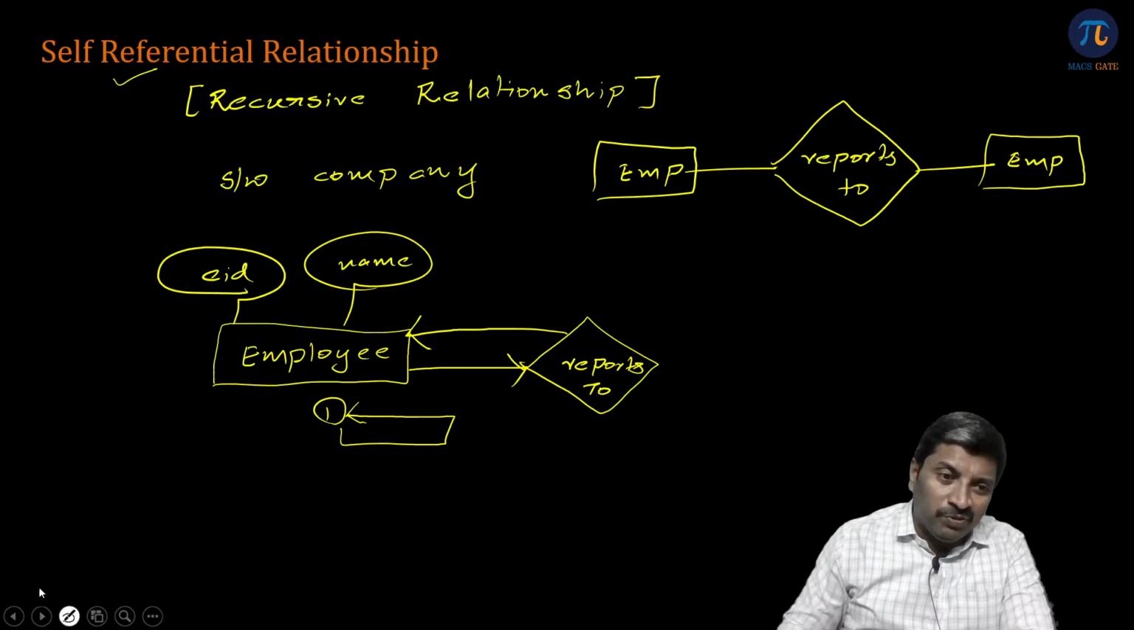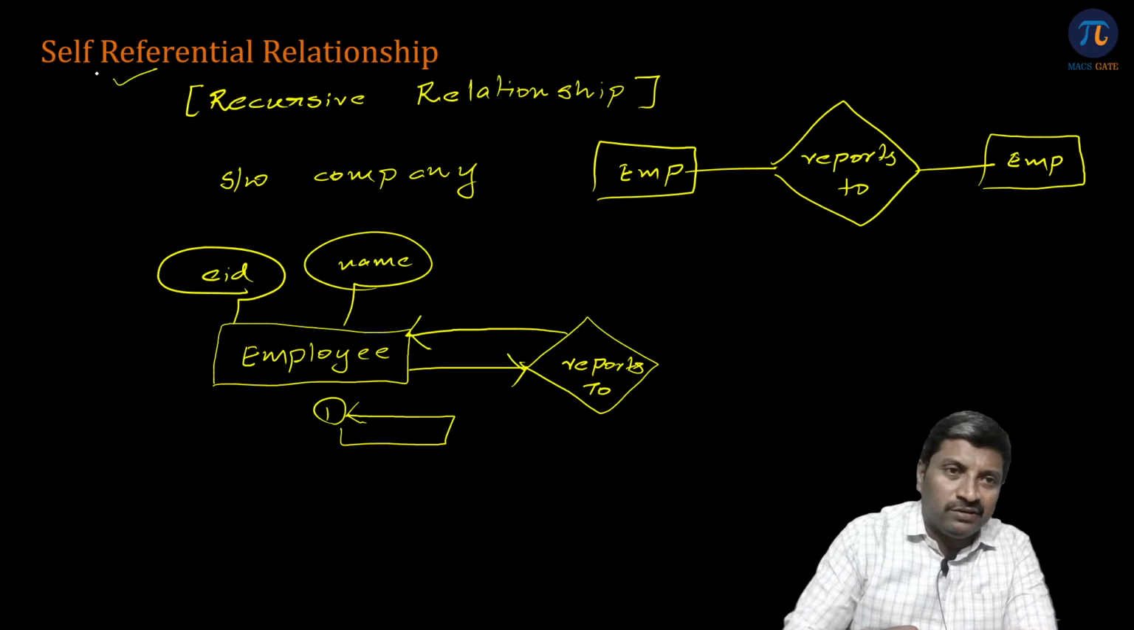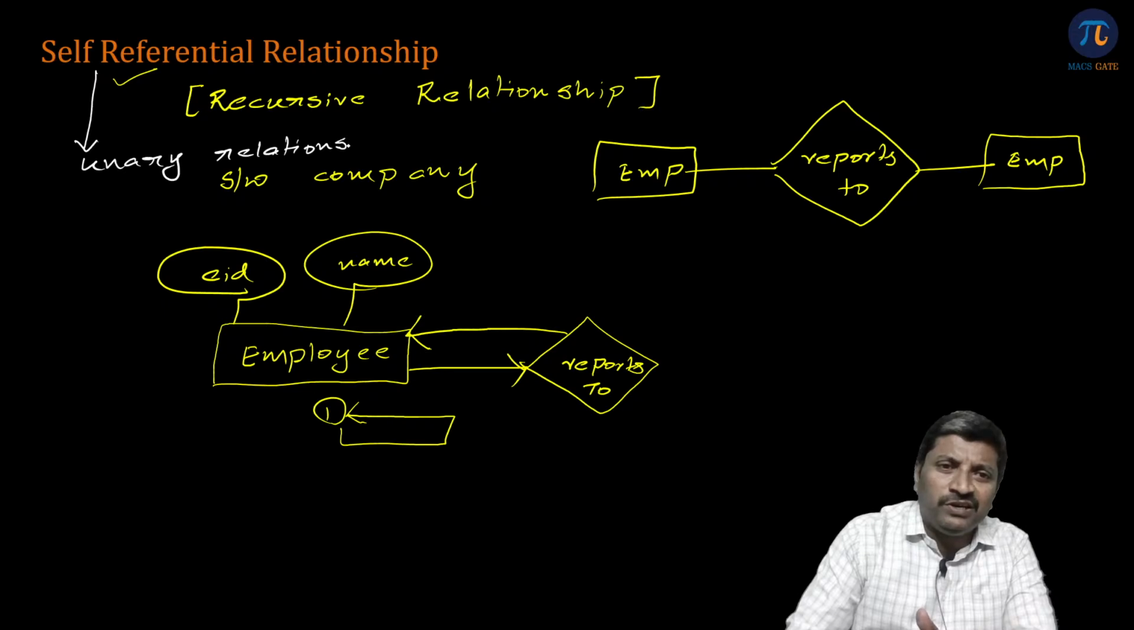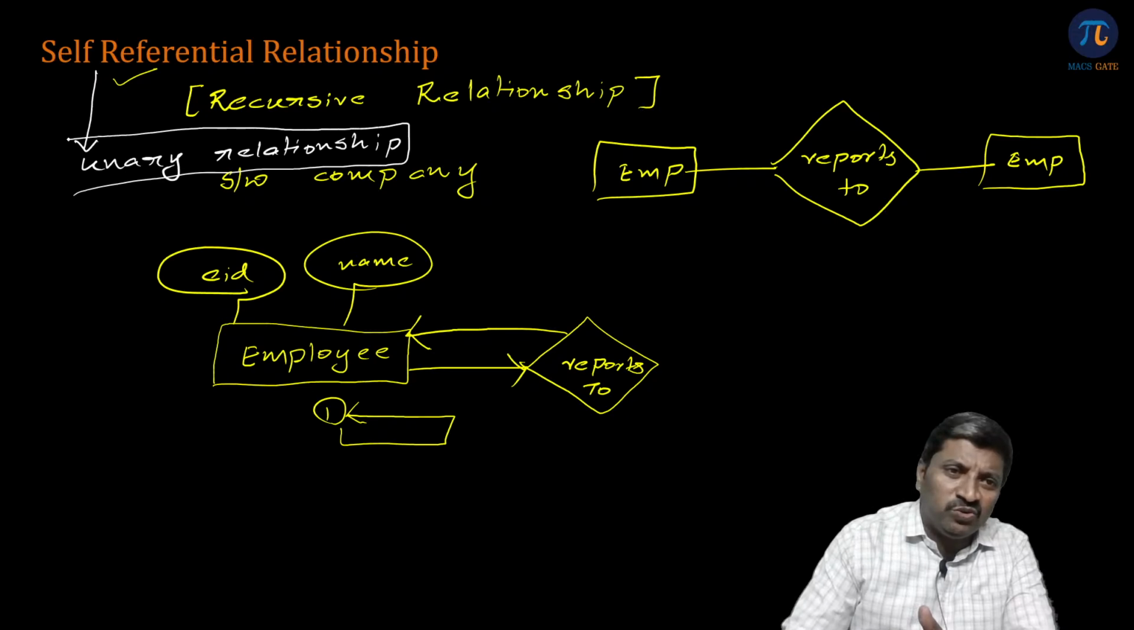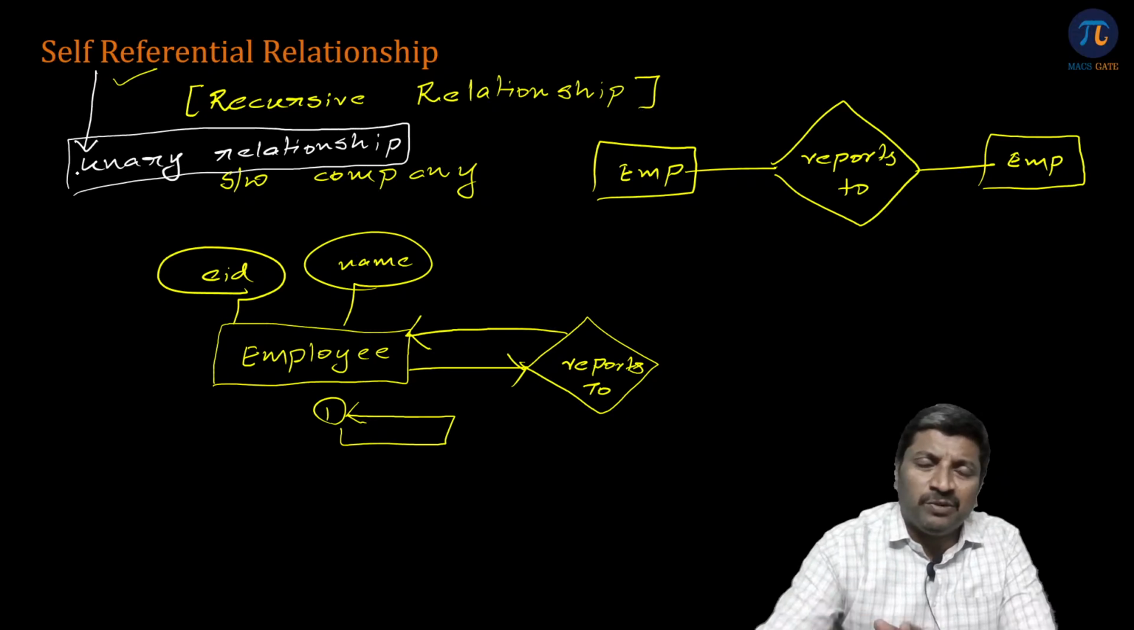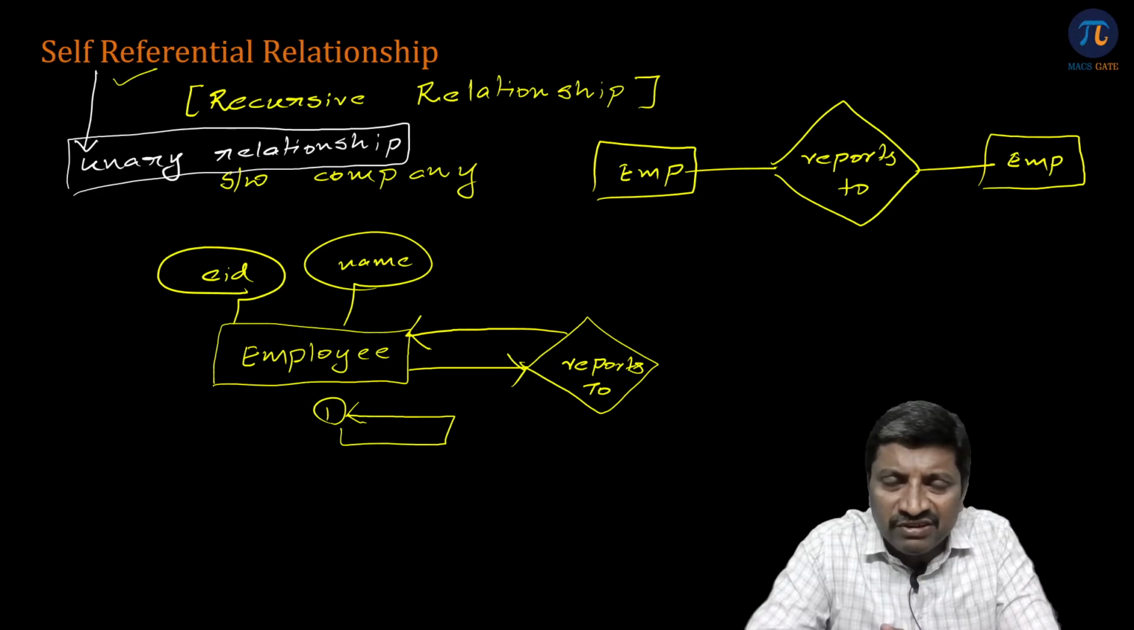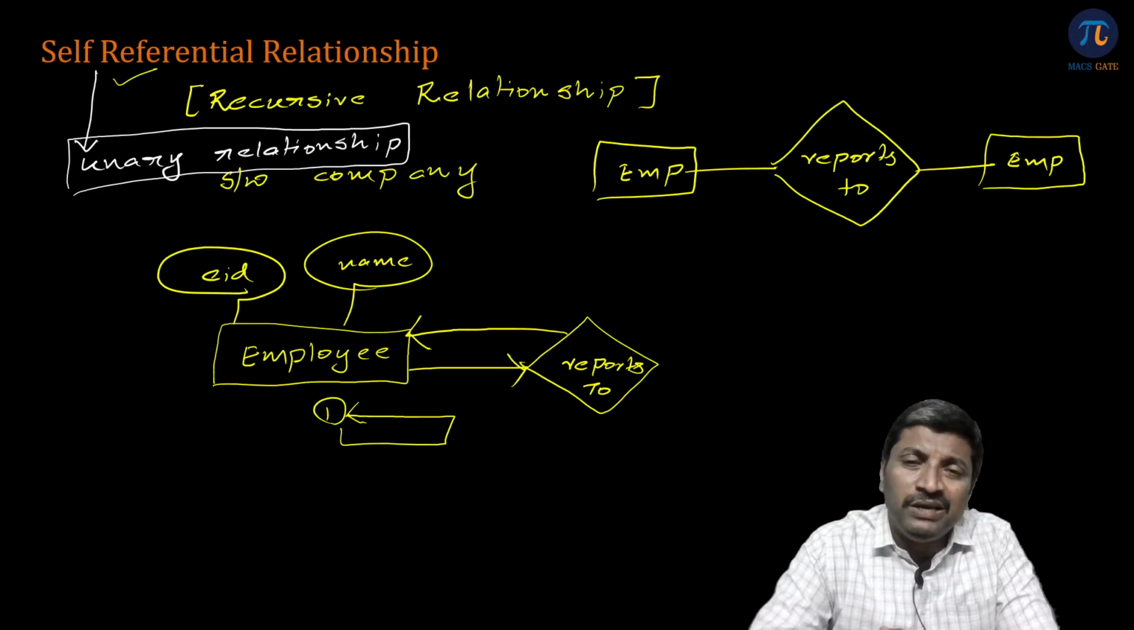And some people call this self-referential relationship a unary relationship. I think we should not use this term, sir, but some people might use it. The number of participating entities is only one. Only employee is participating, sir. So some people might use unary relationship, but the best term is self-referential relationship or simply recursive relationship. So these are the three types of relationships.